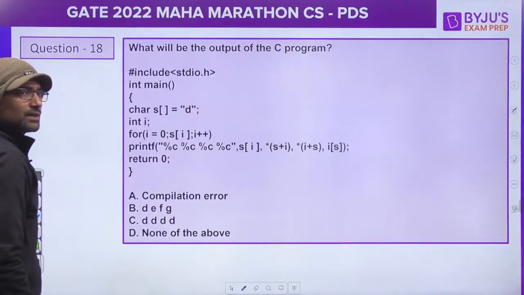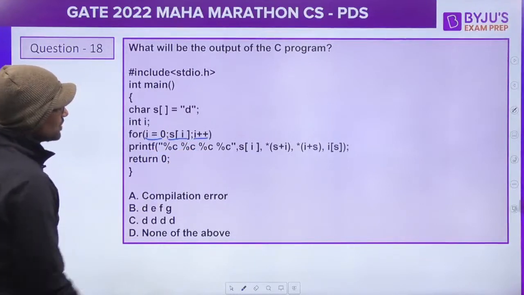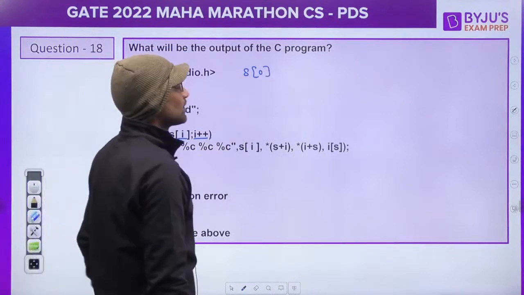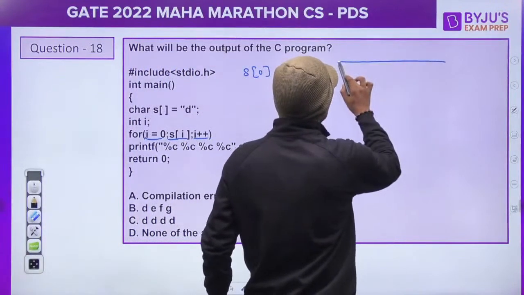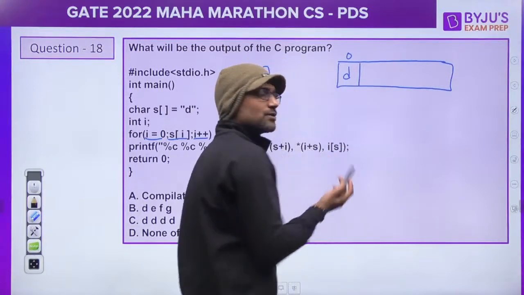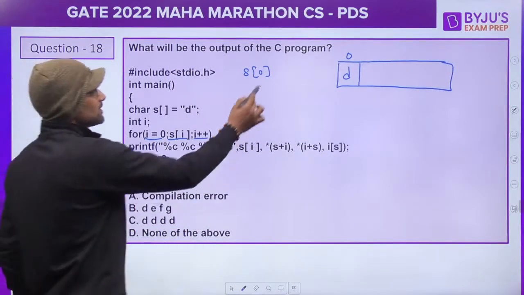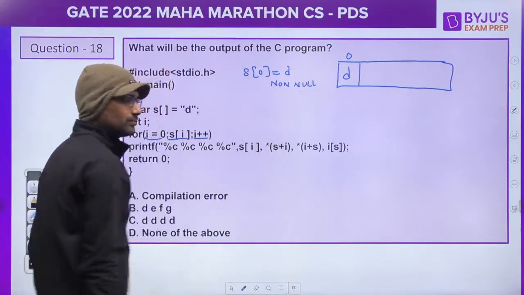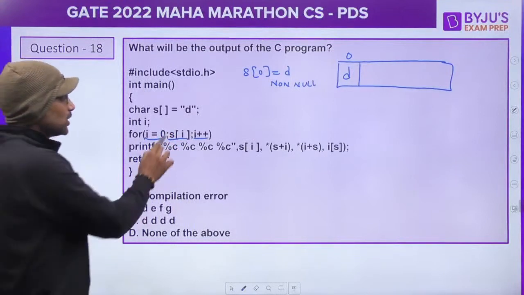So char S equals to D, int I. For I equal to 0, S of I plus plus. So I starts with 0, first S of 0. What is S of 0? S of 0 is D. So is it null or non-null? This is a non-null character, so true. So what would be printed? How does it treat it? As true.